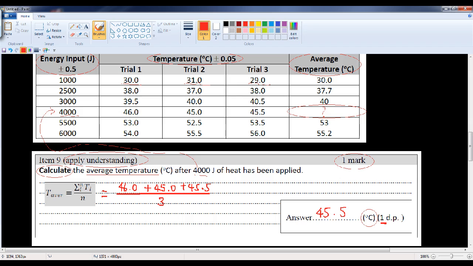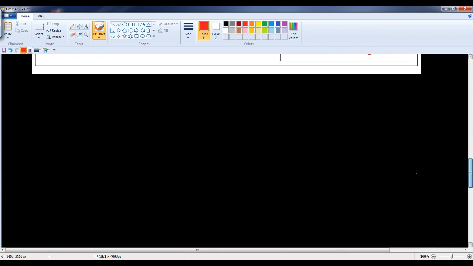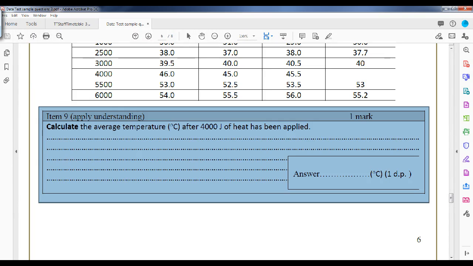It's applied understanding. All you need to do is apply the formula, put in the correct numbers and use the correct substitution. You get the answer. Remember to fill your answer into the box, and also make sure you track the number of decimal places or significant figures you are asked for. So that will be the first one. So let's look at the second one.